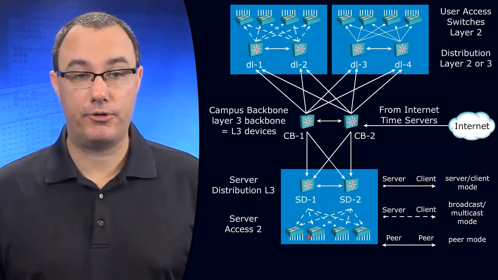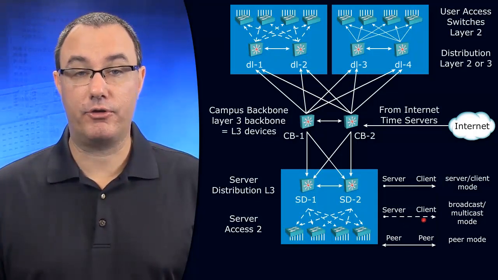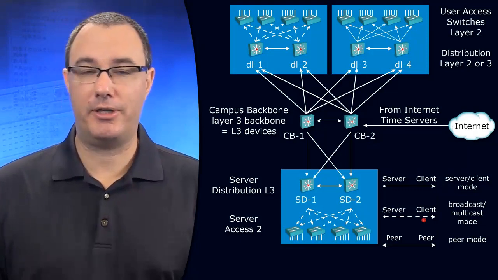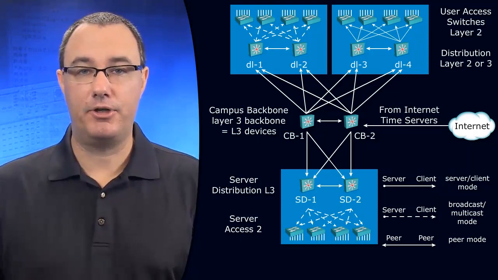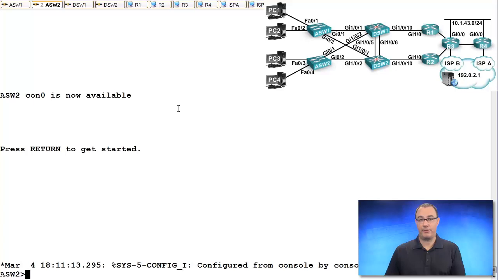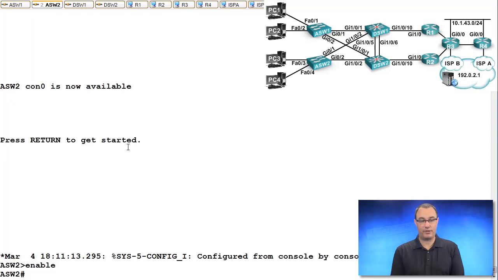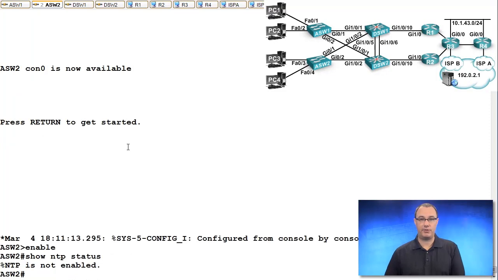Now, there's also the broadcast modality where you have server and client. Let me show you a little bit about it just so you get a little bit more comfort with that approach. Let's make ASW2 a broadcast client. I'll do show ntp status. Good, it's not enabled. And I'm going to make DSW1 a broadcast server.